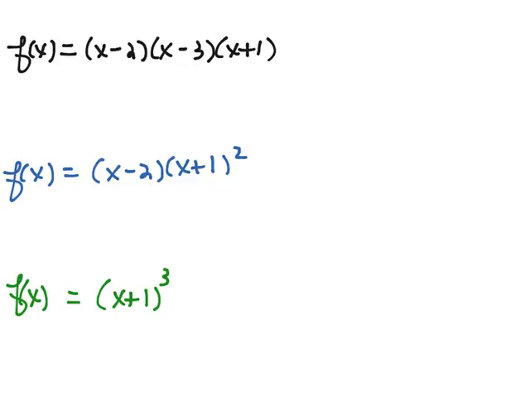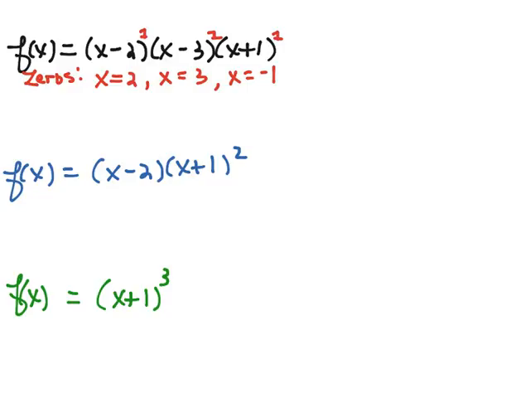I have f of x equals x minus 2 times x minus 3 times x plus 1. So this has already been factored, and since it's already factored, our zeros are easy to find. If we set each factor equal to 0, we would get x equals 2, x equals 3, and x equals negative 1. And each one of these factors is to the first power, so that means the multiplicity of each of these zeros is 1. And what that means is when we reach that 0, the graph is going to go straight through the 0.